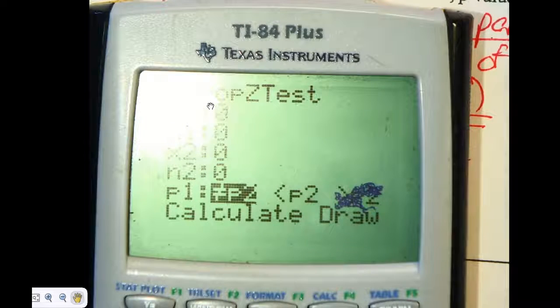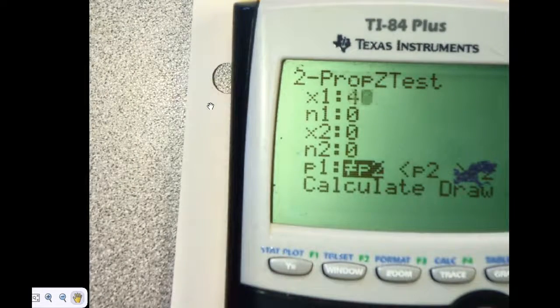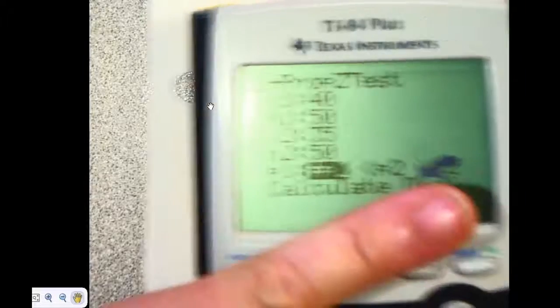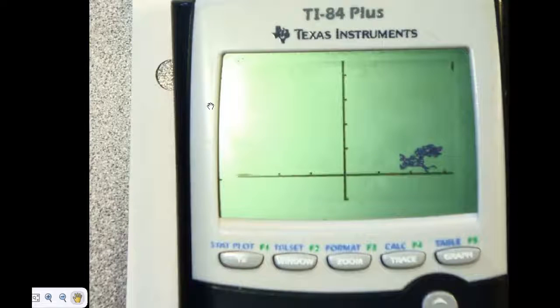And all they need to know is basically the 2 fractions. So x1 out of n1 is 40 out of 50. It's like 40 improved out of 50 students. And then x2 and n2 is 35 out of 50. That's 35 out of my 50 students improved. We want not equal. And then I can calculate or draw it.